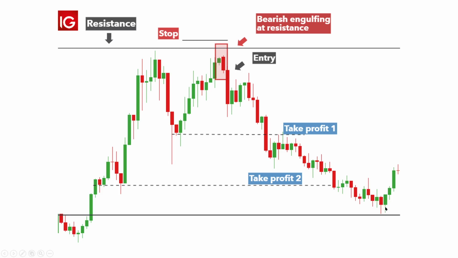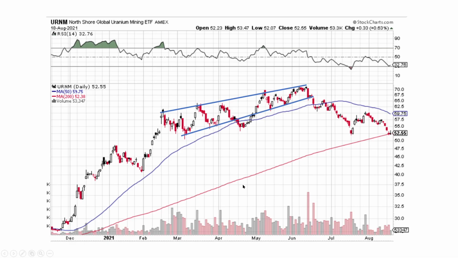Another two bullish hammers down here to move up. So that's what we're looking for whenever these patterns appear. This is URNM, the ETF. This one consolidated up to a point, had a big sell-off with volume, and we're coming in this consolidation pattern.